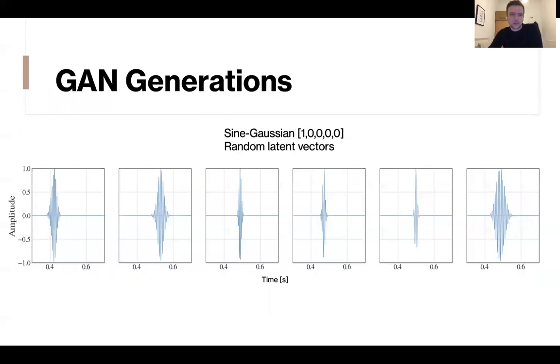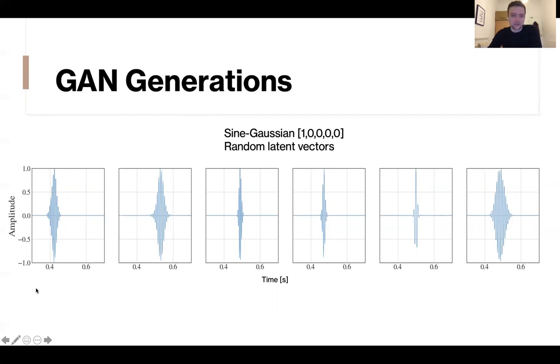And here are some GAN generations. So here we have fixed the class vector to be Gaussian, and then randomized the latent vector as inputs and made 6 waveforms. So we can see that the GAN has learned what a Gaussian is, and by varying this Z vector, we get different attributes of a Gaussian. So we have sort of lower frequency ones here, and higher frequency ones at the edges, and different decays and different start and end times.